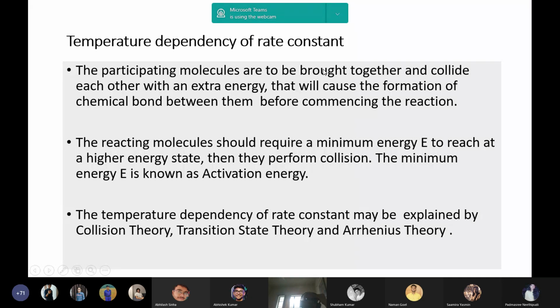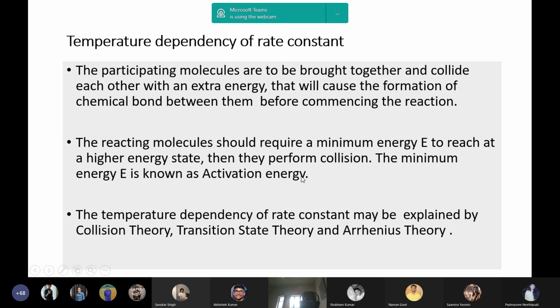Now temperature dependency depends on the activation energy also, that is the minimum amount of energy required for performing a reaction, and reacting molecules should attain a higher energy state to gain activation energy E, and it depends on the rate constant how this activation energy will be involved.